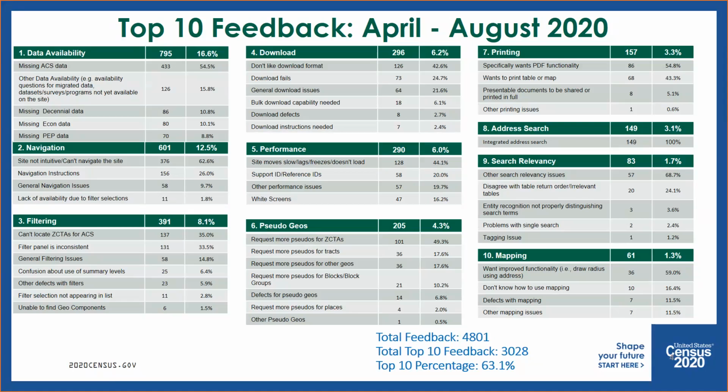Filtering, if you've gone into the advanced search and checked those out, sometimes the filters aren't exactly what you expected. If you can see, the number one is just trying to locate the ZCTAs for ACS. That is just a huge part of it. Then any kind of bugginess or problems, any defects, those kinds of things.